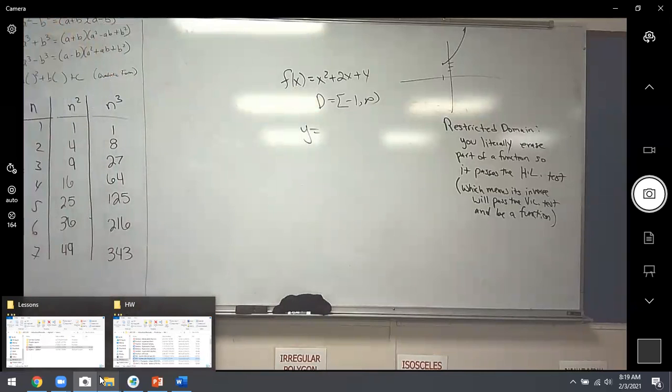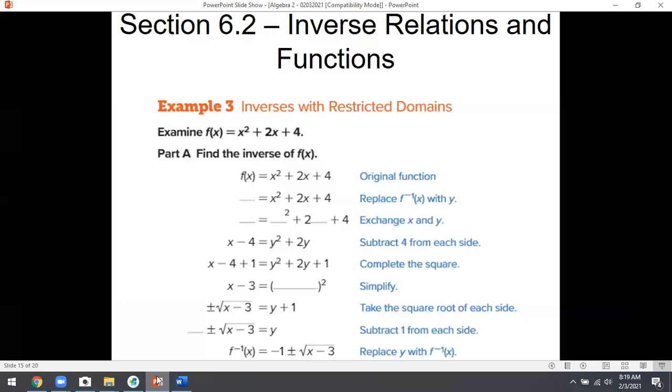Ew. They really want us to do this? Golly gee, they do. Okay. Y equals x squared plus 2x plus 4. That's fun. So, how do you find an inverse? You switch your x's and your y's, correct? So this is x. And now every x is y. Oh boy, you're going to hate me for saying this.